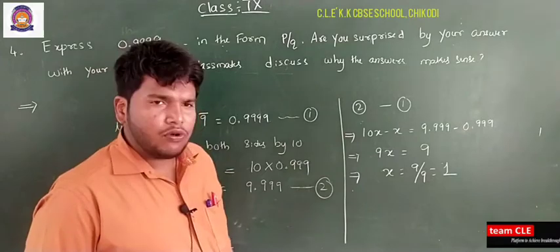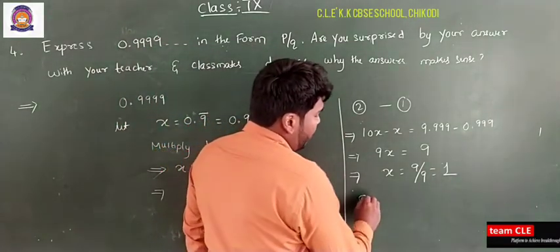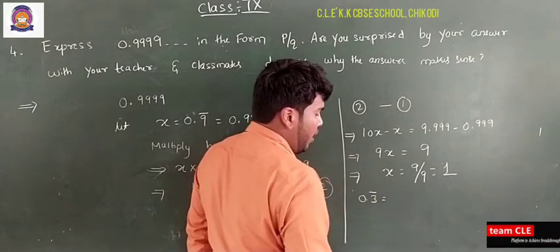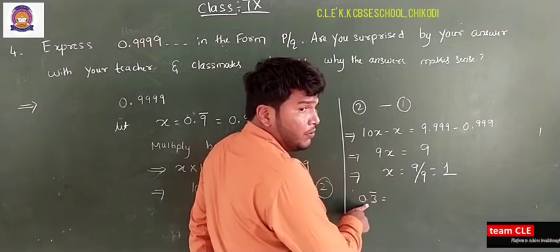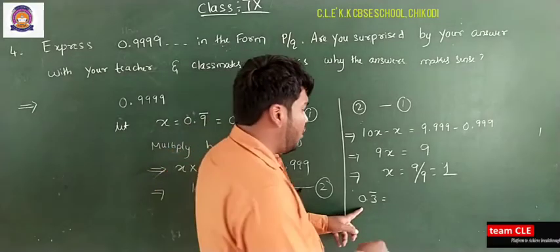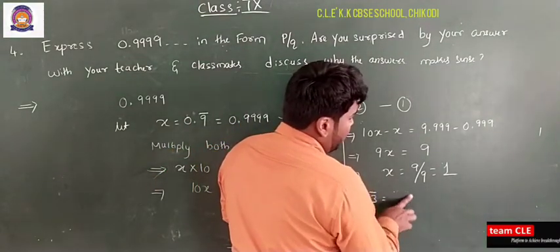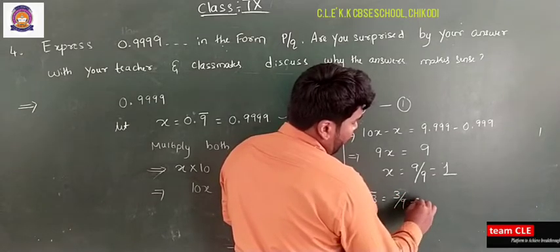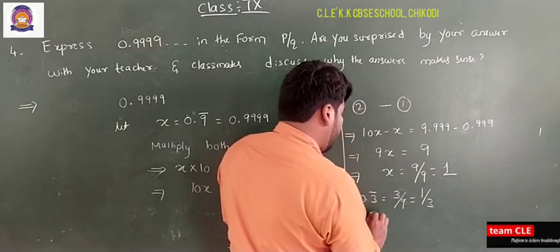Now what we can observe: in the previous video you solved for 0.3 bar, which is again a non-terminating and recurring decimal. As you solved that example, you got 3 by 9, and the answer you got was 1 by 3. Similarly, you solve for 0.6 bar.